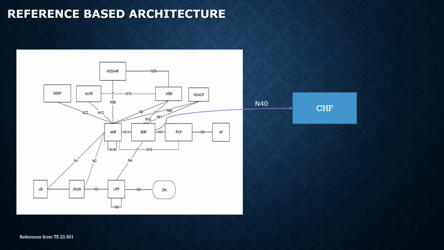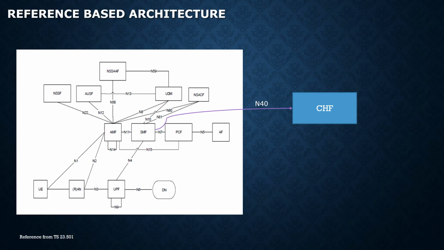Next is the reference-based architecture. Reference means when you say, for example, N2, it means it is between RAN and AMF. Likewise, on the SBI layer, in the control function layer also, you have point-to-point connectivity, for example, AMF will talk to AUSF on N12. When someone says N12, it means it is AMF to AUSF, or N13 means AUSF to UDM. So likewise, you have the reference name for every interface between these network functions. That's why it is called reference-based architecture.